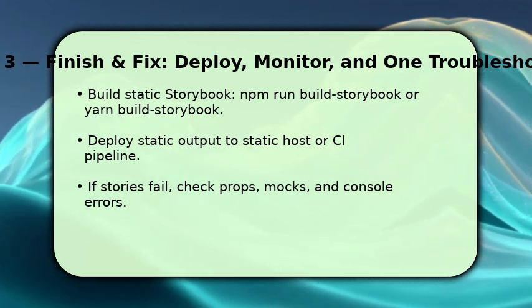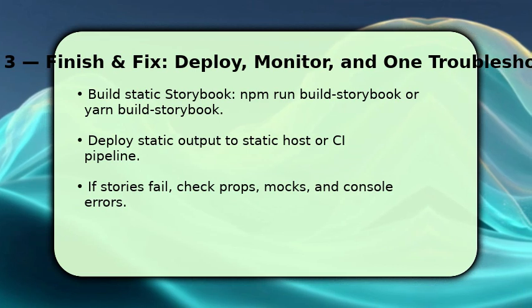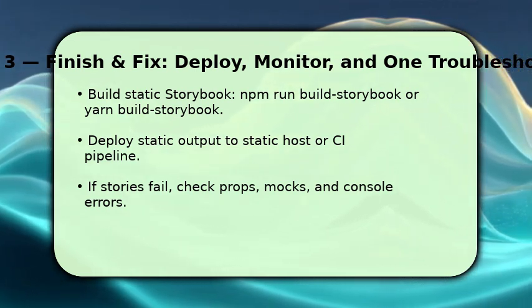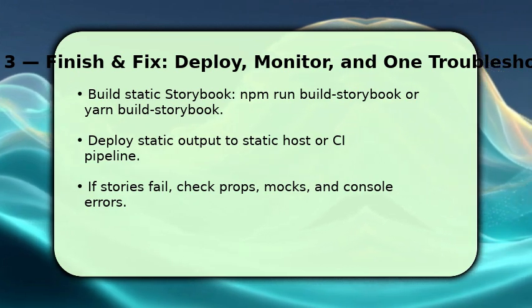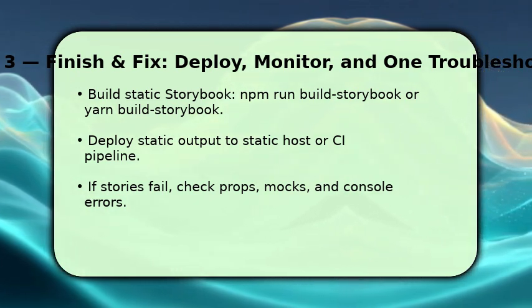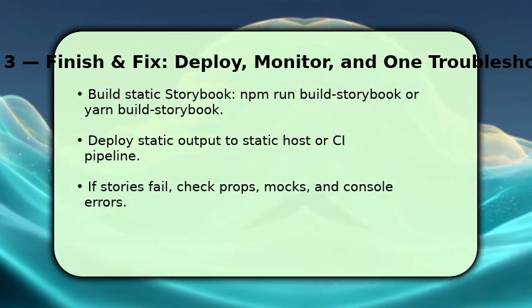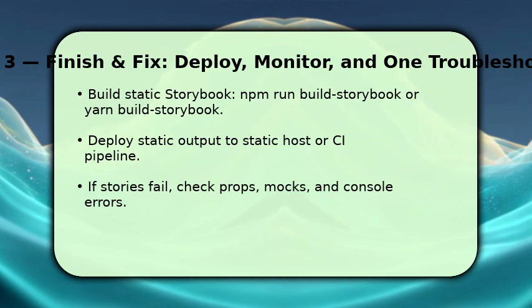If something breaks, first reproduce locally. Check prop values, mocked providers, and console errors to find missing context. If stories fail to render, make sure component imports are correct, and that decorators wrap contexts like routing or theming. Fixing those usually resolves most issues fast.